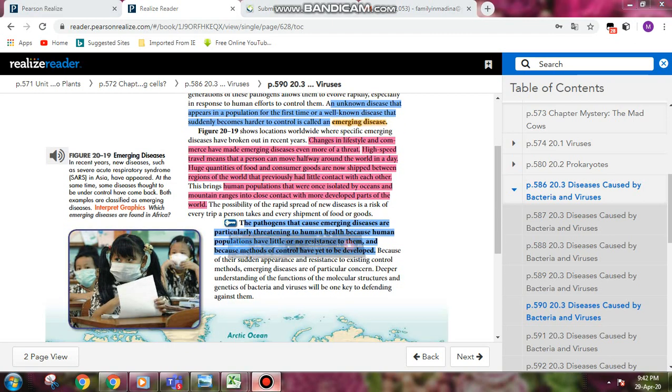So here, the pathogens that cause emerging diseases are particularly threatening to human health because human populations have little or no resistance to them. Again, like COVID-19 now, it is threatening to human health because we don't have any resistance to it. We didn't know about it before, the body didn't know about it before, so it didn't form immunity against it, and also because the methods of control have not yet been developed.